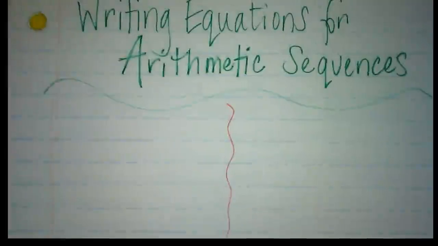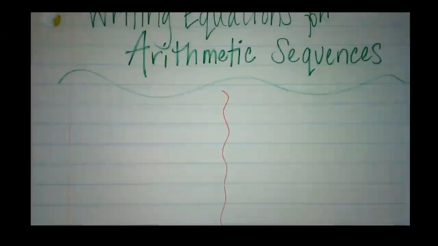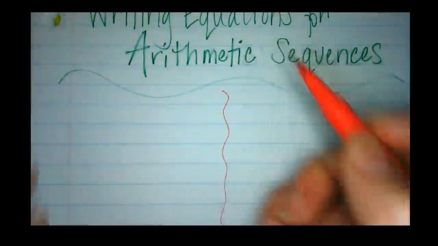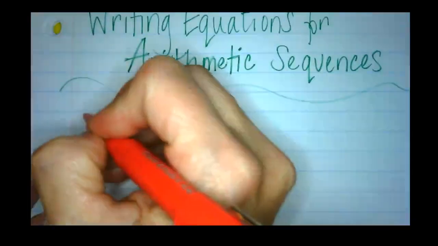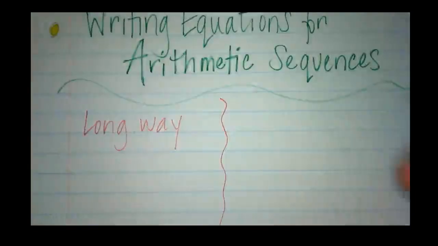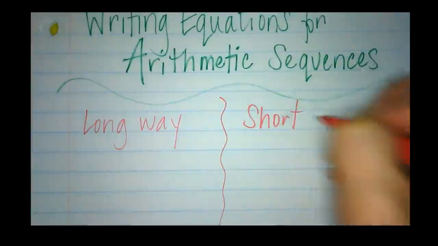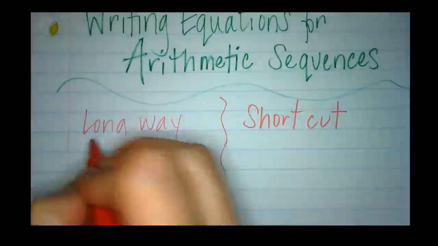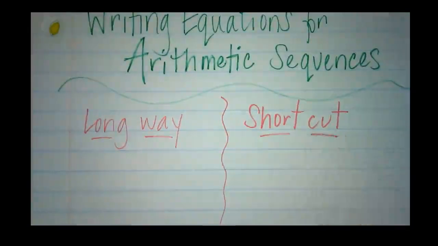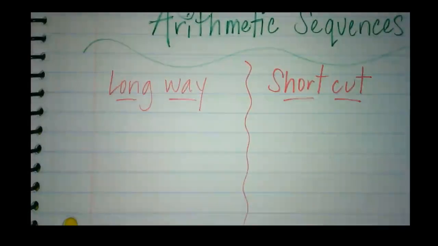So I'm going to split my paper into two pieces. This is the long way, and then this is the shortcut. Those are just my names. Those are not the official names, but I will give you the official names in just a second.